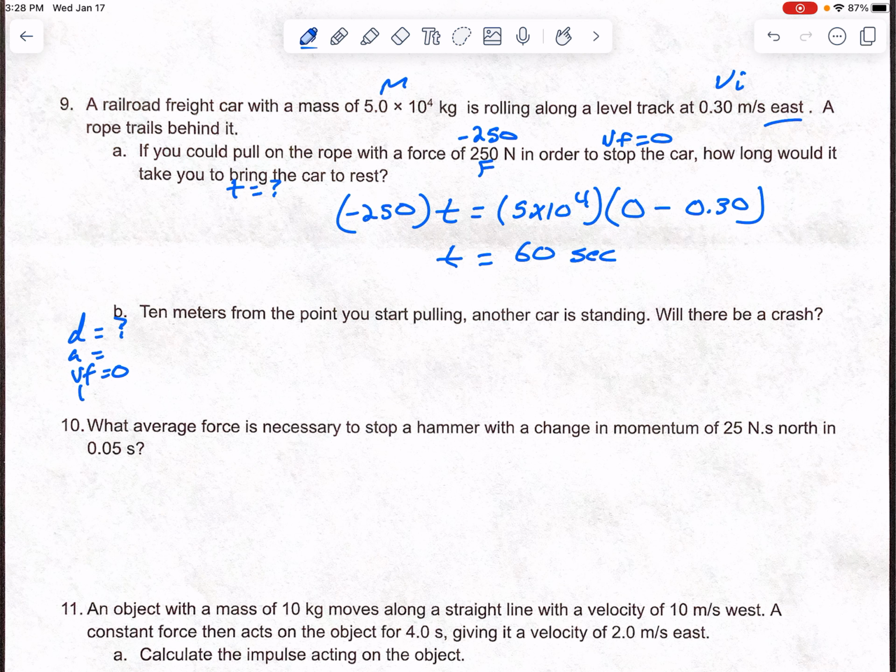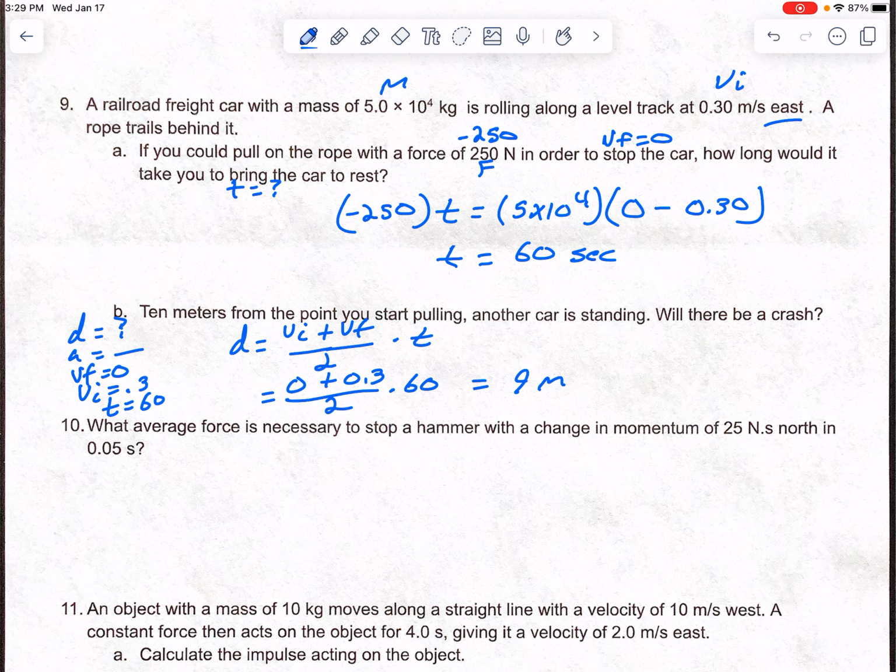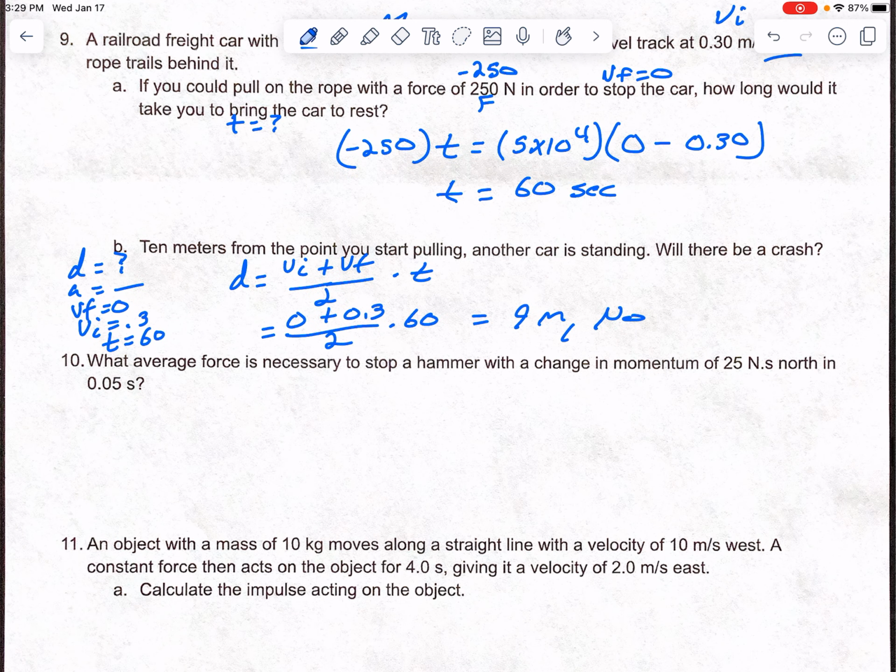VF is going to be 0, VI is going to be 0.3, and time is 60 seconds. So we did not care about acceleration, so you'd use equation number 2. D equals VI plus VF over 2 times T. So plug in. VI is 0 plus 0.3 divided by 2 times your 60. And that means it's going to go 9 meters. So if the other car is in 10 meters, that means no, it's not going to hit. It's going to stop short.